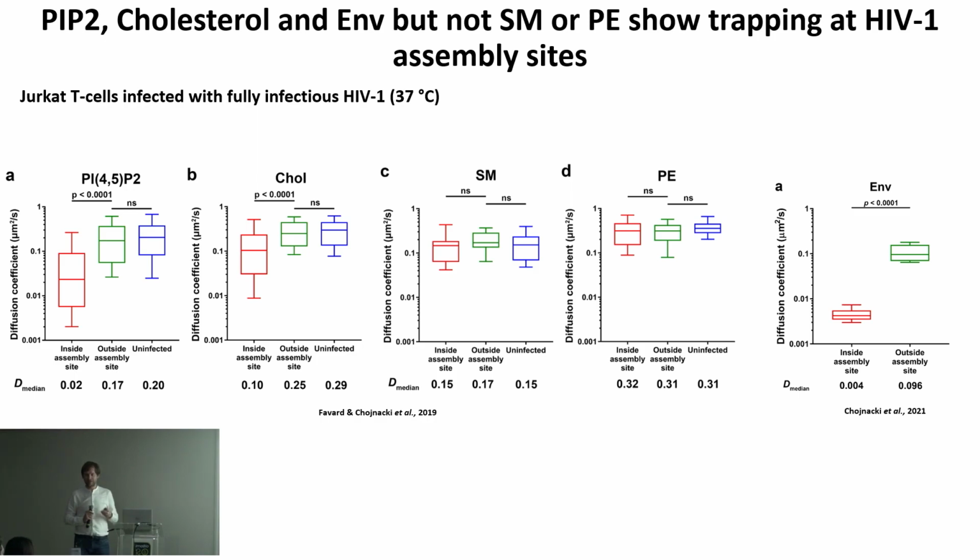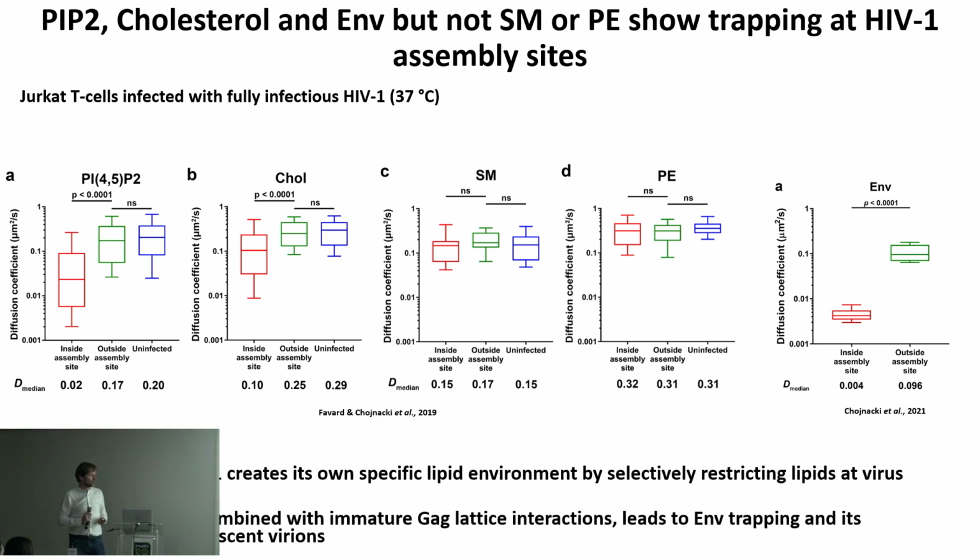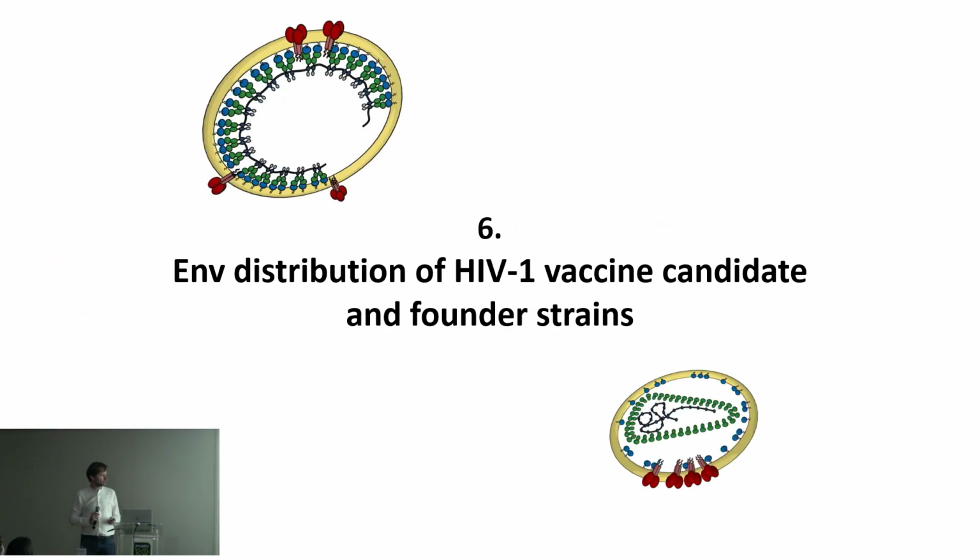Then we extended this study to confirm that this is the same for ENV molecules as well. In a nutshell, we believe this indicates that during budding, HIV creates its own specific lipid environment right at the early budding sites. It does so by selectively restricting lipids at the virus assembly site. This environment, combined with immature GAG lattice interactions, leads to ENV trapping and its incorporation into the nascent virus particles.